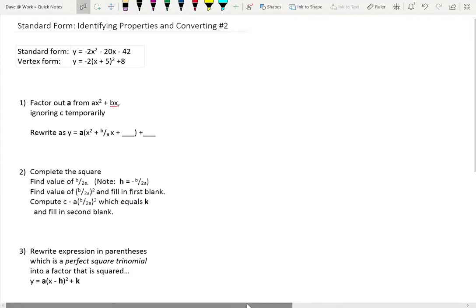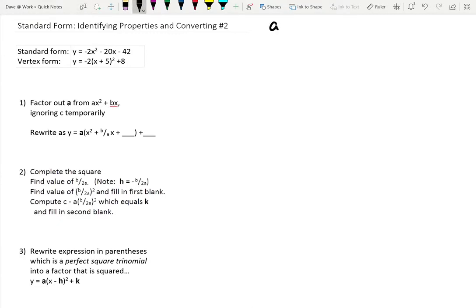Well, we're going to do one more standard form example. We're going to identify the properties quickly, and we're going to convert it to vertex form because from previous experiences, I know that converting to vertex form is quite challenging. But let's get to identifying the properties.